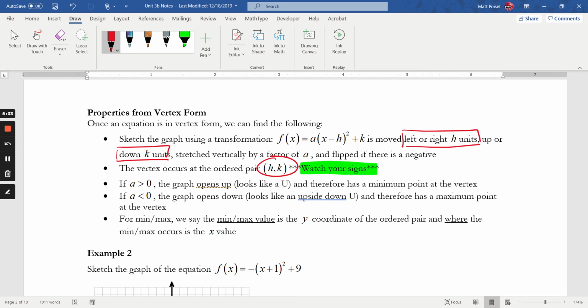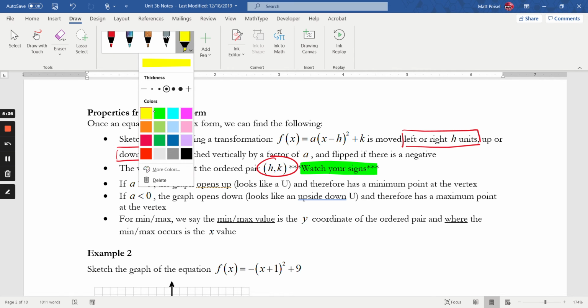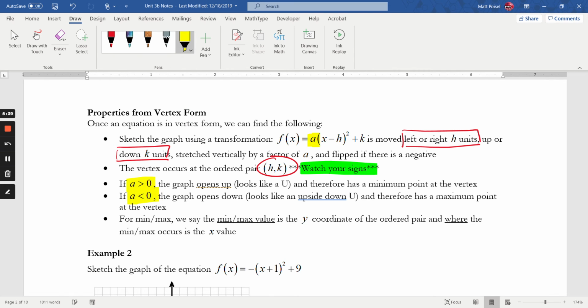If our a term is greater than 0, that term out front, maybe if you factored something out, the graph opens up, it looks like a U, and then remember this vertex is called a minimum because it's at the very bottom of our graph. If a is less than 0, the graph opens down, looks like an upside down U. We've got a maximum on the graph.